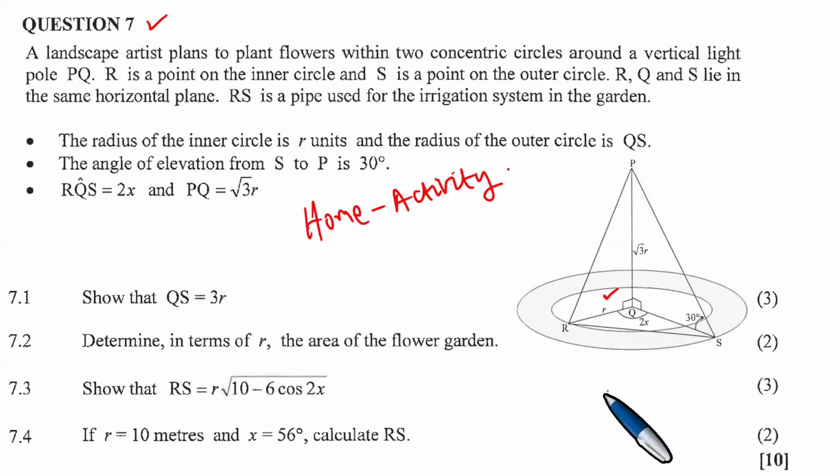Angle RQS is 2x. PQ is square root of 3r. 7.1: Show that QS is 3r. 7.2: Determine in terms of R the area of the flower garden.